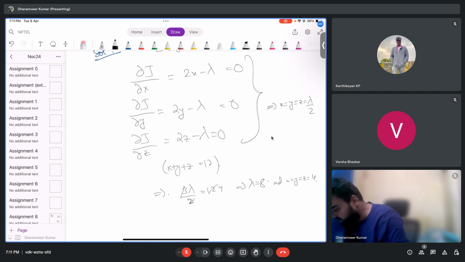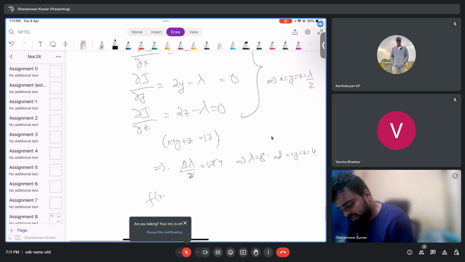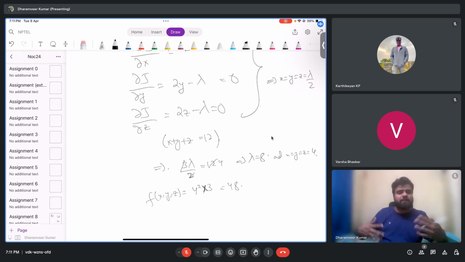So lambda is 4. If you do f(x, y, z), it will be nothing but 4 square into 3, that is 48. Is it a maxima or a minima?